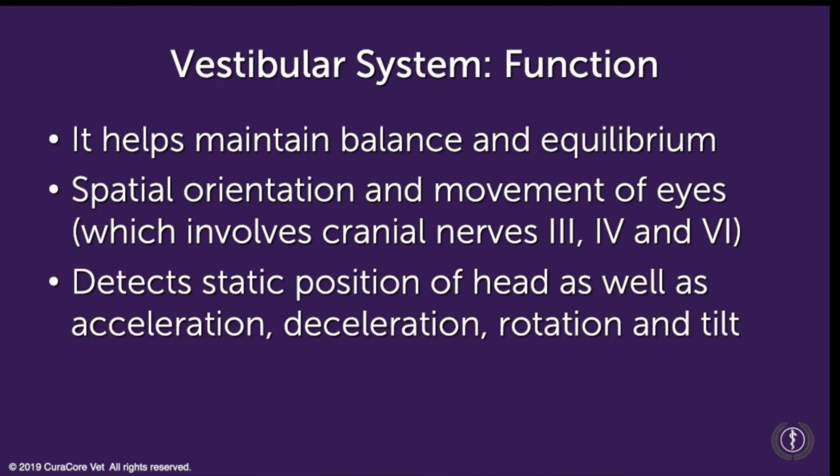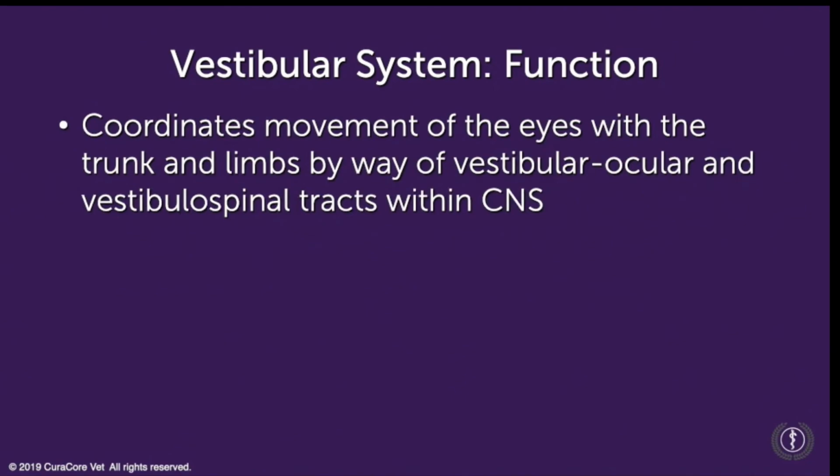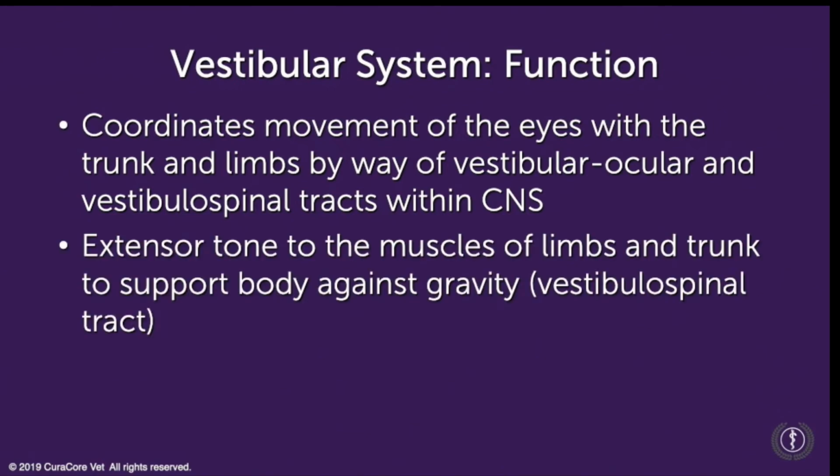The vestibular system helps provide input to the body as detecting static position of the head as well as acceleration, deceleration, rotation, and tilt. It coordinates with other parts of the body, particularly with the trunk and limbs, helping coordinate movement of those parts of the body with eye movement. And it does that through the vestibulospinal tracts. It also, in that process, helps provide extensor tone to the muscles of the limbs and trunk that help us with gravity and help keep us upright.